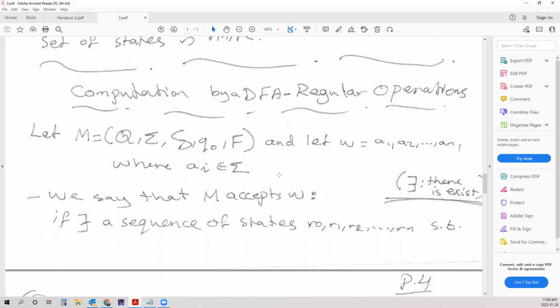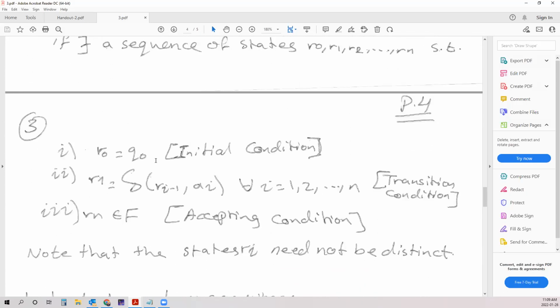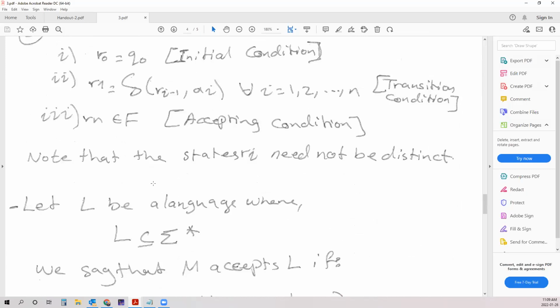This is for regular operations, same as in A1 to AN, the example that we took in the handout. We say that M accepts W if there exists a sequence of states R0, R1, R2 to Rn, such that R0 equals Q0, the initial condition, R1 follows the transition condition, and Rn is the final or accepting condition. Note that the states Ri need not be distinct.